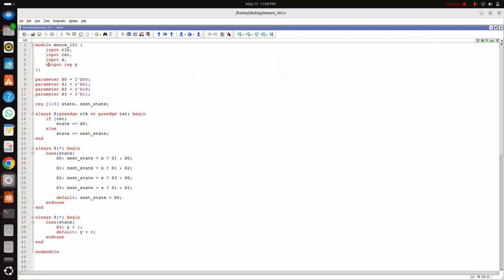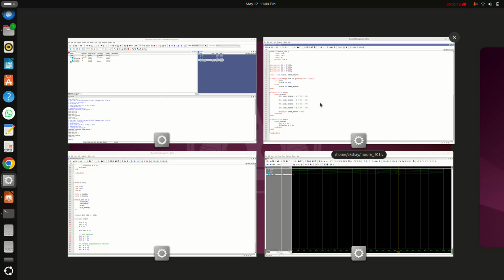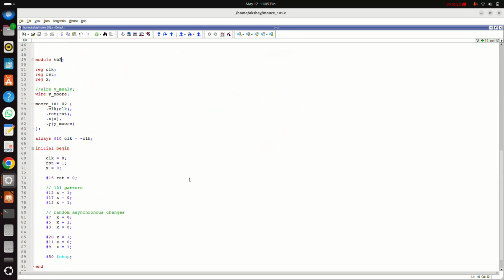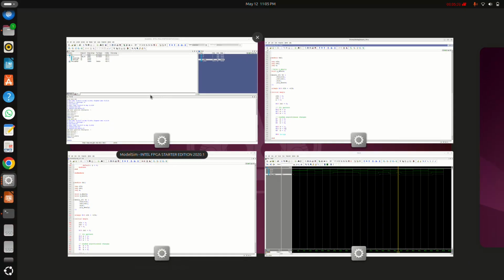See this, here is our Moore code. This is our simple 101 sequence detector, which we described in our previous videos. This is our code and this is our code logic. Now in the code, here is our test bench. First of all, we give a 101 pattern and random asynchronous changes on the input. Let us see whether we observe glitches in the Moore machine or not.